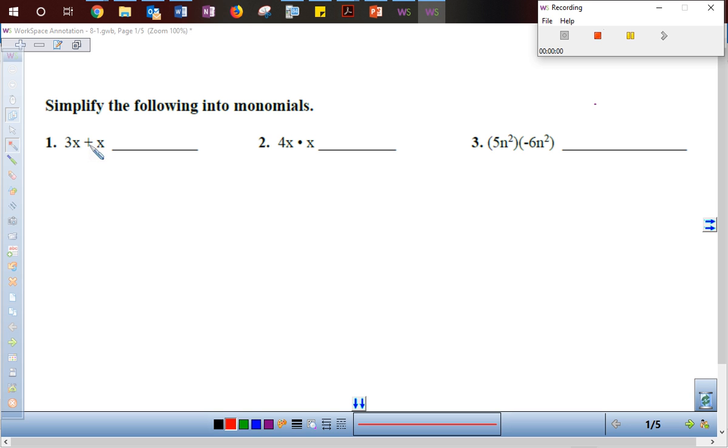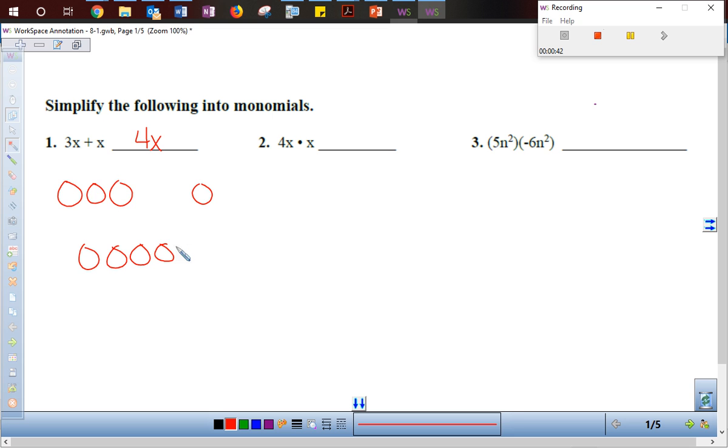Remember, to be able to add terms together, they have to have the exact same variable raised to the exact same exponent. So since this is x to the first plus x to the first, I can combine those, and I say that's 4x. Now we don't add the exponents, we just combine them. For example, if I were to have 3 red balls and I were to add another red ball to them, that would just give me 4 red balls.